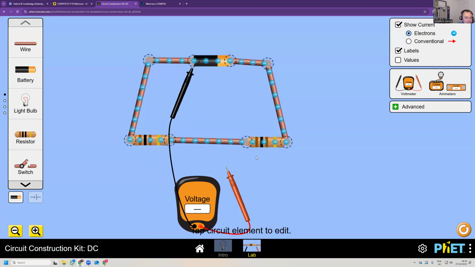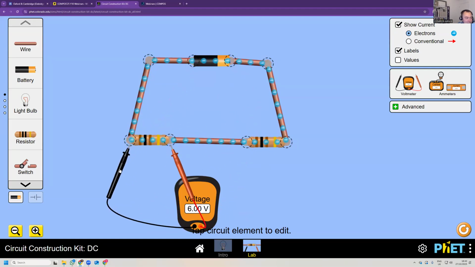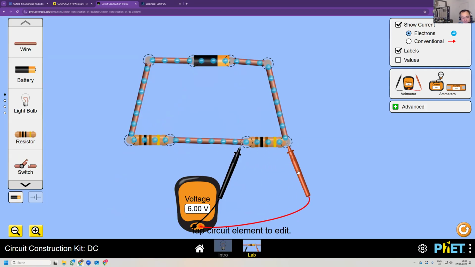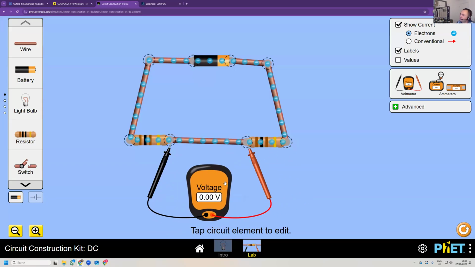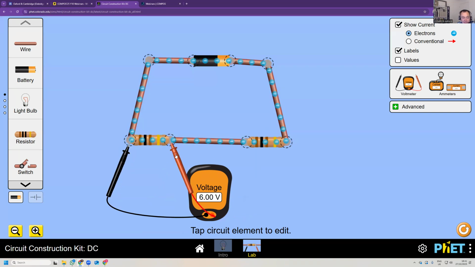And you can see that this is 12 volts, this is 6 volts, and this is 6 volts. And interestingly, if you measure the voltage across the wire, it's 0 volts because you don't lose any energy in the wire. That should make sense. You only lose energy on the resistor, and this voltage is the difference in energy before and after.